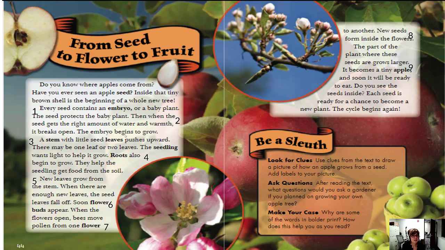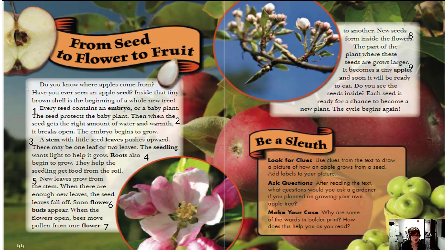2, then when the seed gets the right amount of water and warmth, it breaks open. The embryo begins to grow. So boys and girls, if you cut open an apple, and we took that apple on the screen and cut it in half, you would see seeds inside, and you'll see right here these seeds. So this is what they're talking about with a baby plant or embryo. So these are the seeds. Then we talked about getting the right amount of water and warmth, and then it grows. So that's the second stage, is to grow.